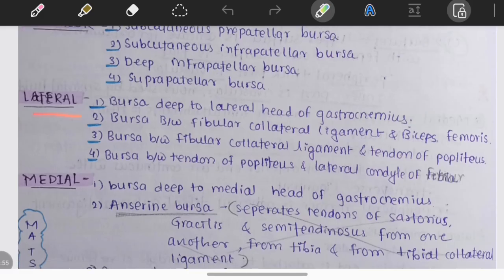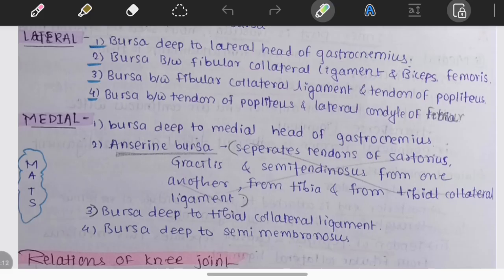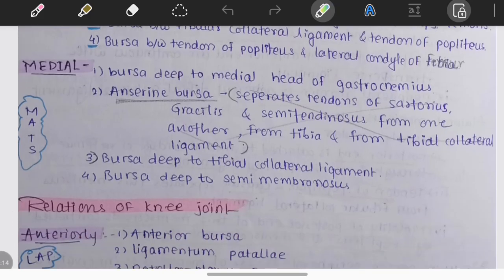Then lateral: bursa deep to the lateral head of gastrocnemius, bursa between the fibular collateral ligament and biceps femoris, bursa between the fibular collateral ligament and tendon of popliteus, and bursa between the tendon of popliteus and the lateral condyle of the femur.